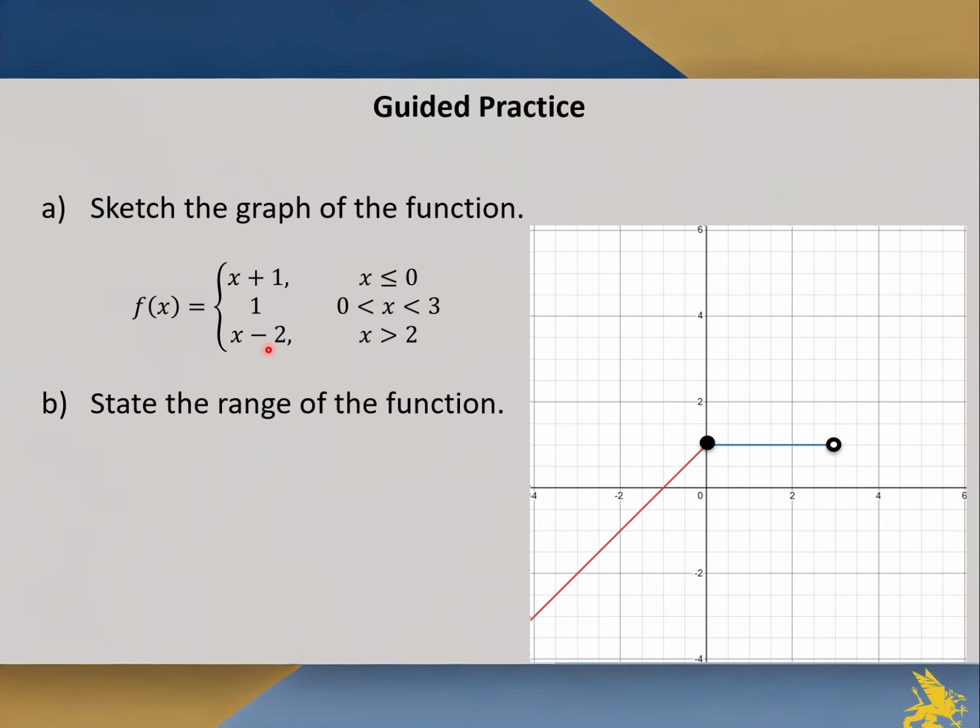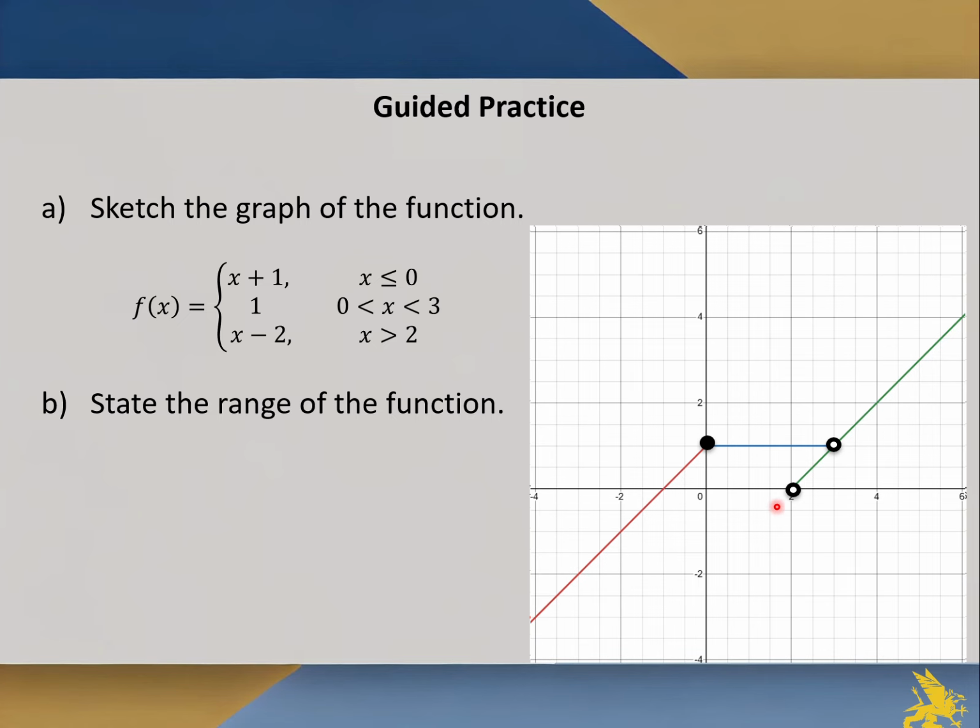The next part, it says x minus 2 when x is greater than 2. So when x is greater than 2, it's going to go all the way up here. It's an open circle because it can't equal to that. If we look at this, state the range of the function, it's going to be all real numbers. So you can do them separately first with the unions, but then you can look at, is there any overlap?